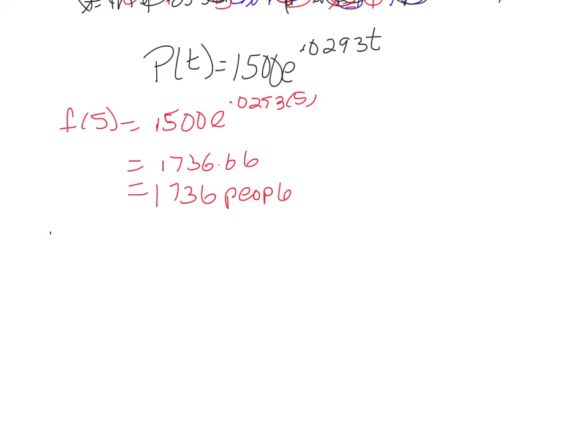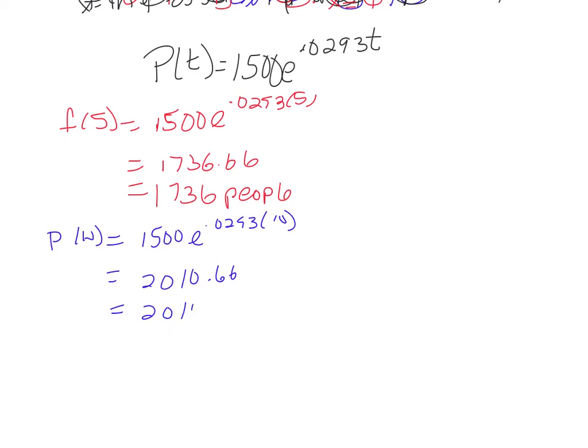Okay, now we want to do P of 10, because I want the year 2010. That's 10 years since 2000, so it's 1,500 times e raised to the 0.0293 times 10. So just plug that in your calculator, and you get 2010.66, which is 2010 people.